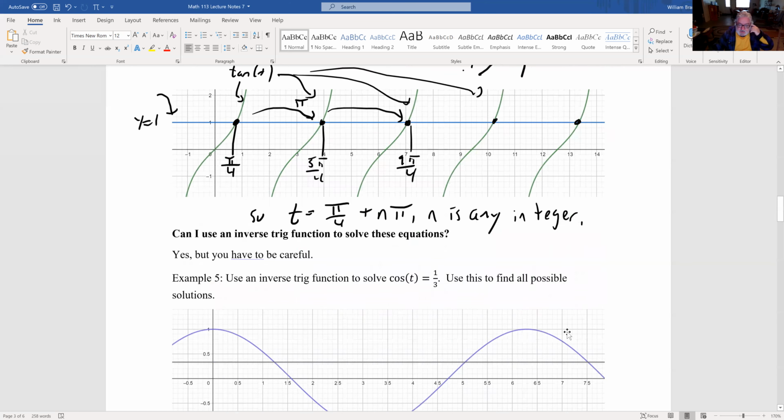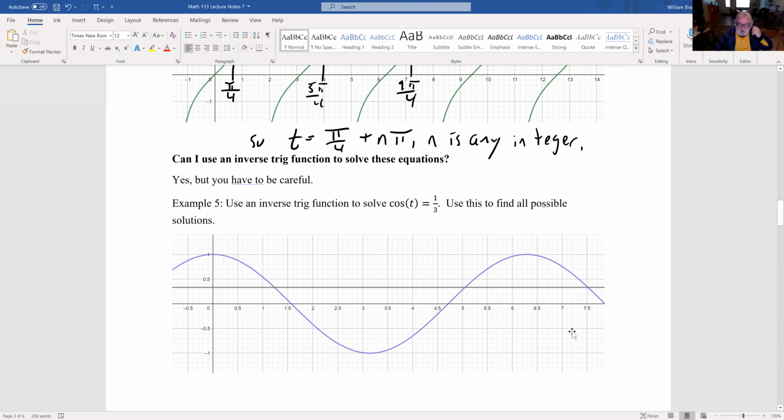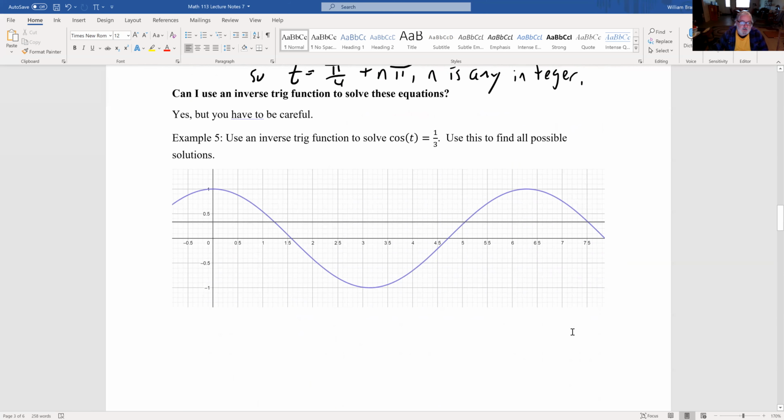So can you solve these things using inverse trig functions? Suppose we want to use an inverse trig function to solve cosine t equals 1/3. The blue curve here is y equals cosine t. The black line is y equals 1/3. We see there's one solution here, and there's one solution here, and 2 pi is here, and this is 0.